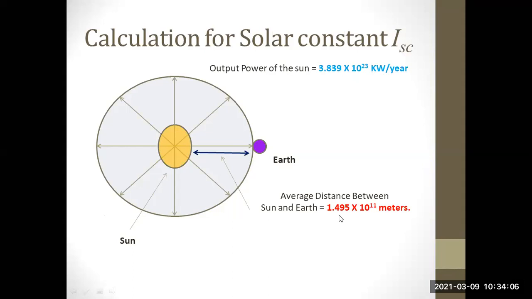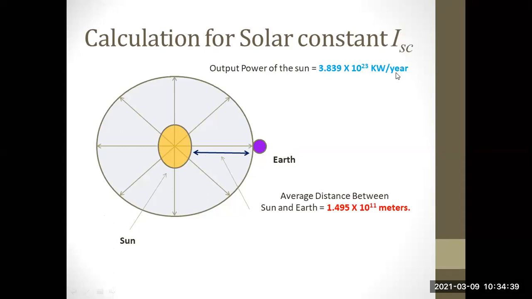So definitely we have an idea that the sun is generating this amount of power, and our objective is to find how much power is available here after this distance. So we need to write a mathematical equation which indicates a relationship between the output power of the sun, the average distance between the sun and the earth, and the solar constant. Are you getting my point? Yes, sir.